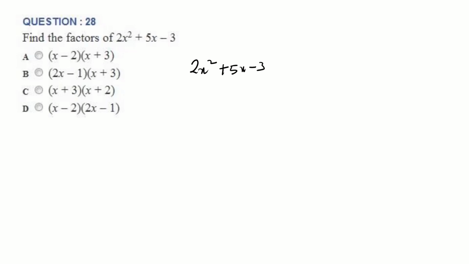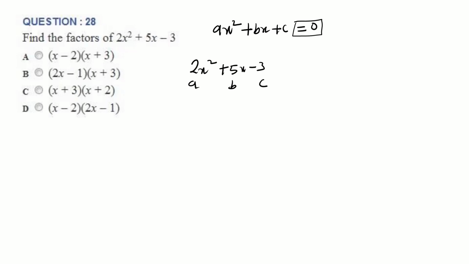The best way to approach this is to use the general form. The general form of a quadratic is ax squared plus bx plus c equals 0. We are not considering equals 0 here because this is just a quadratic expression, not an equation. So this is our a, this is b, and this is c. The coefficient of x squared is a, the coefficient of x is b, and the constant minus 3 is c.